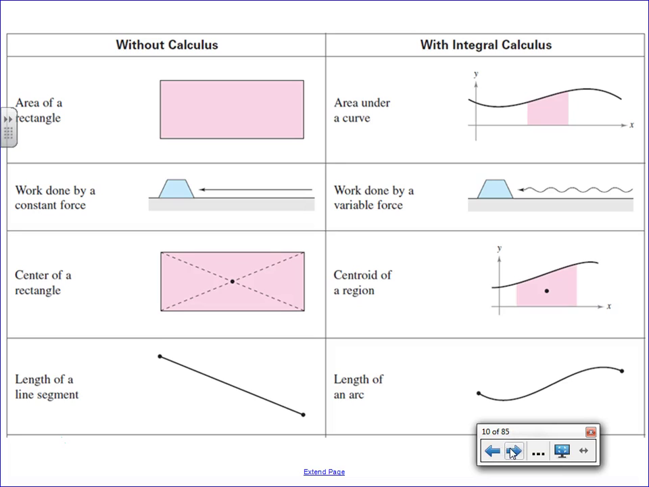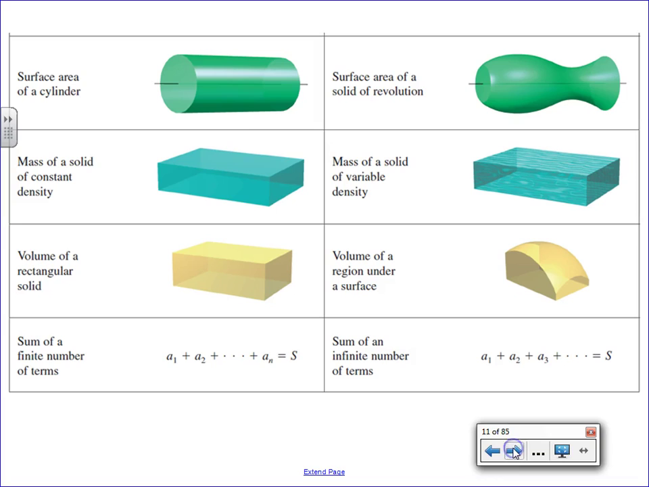Geometric before, weird shapes after, constant force before, varying forces after, center of a geometric figure before, center of something weird after. If you can notice, we're just kind of expanding what we're able to do with calculus.